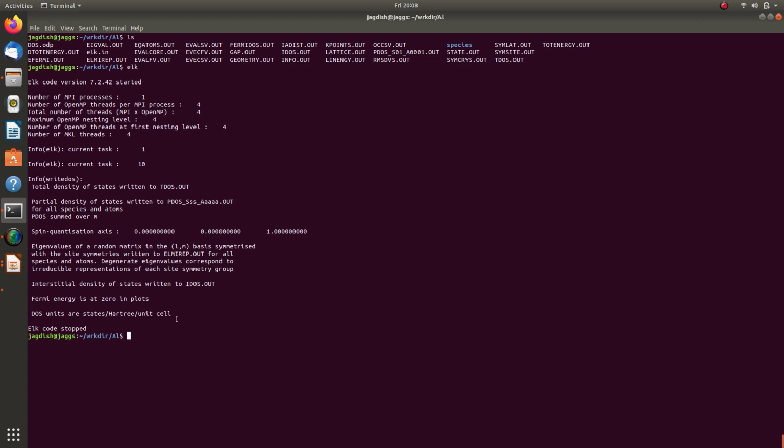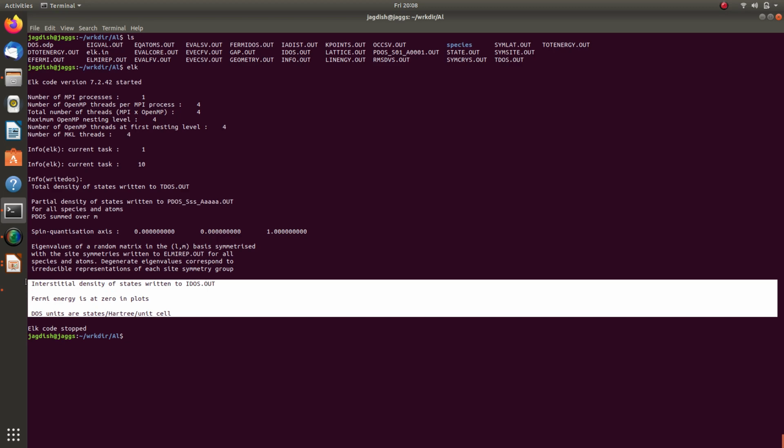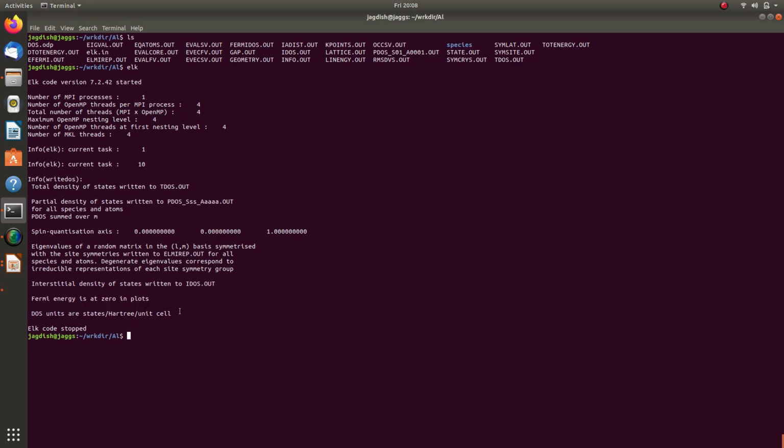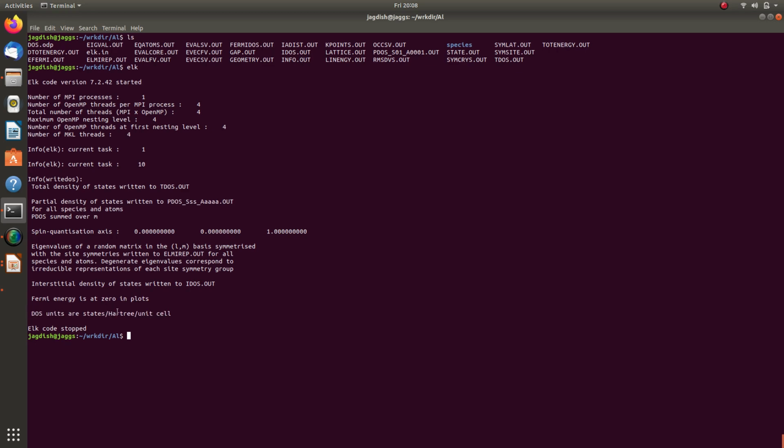Another important thing which you should notice is the unit of density of state. This is mentioned here. IDOS means interstitial DOS. I'll be talking about this in the coming lectures. The units of density of state are states per Hartree per unit cell. Per unit cell means the unit cell which we have taken in the ELK code. Here we have taken the primitive cell, so the density of states is for that cell.